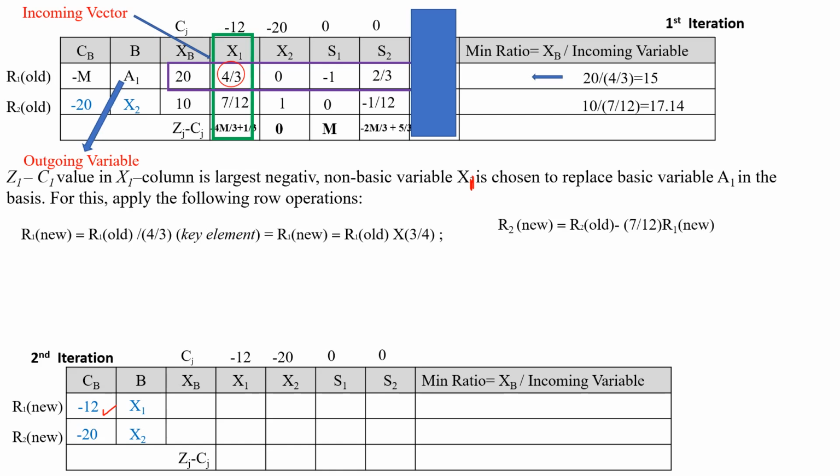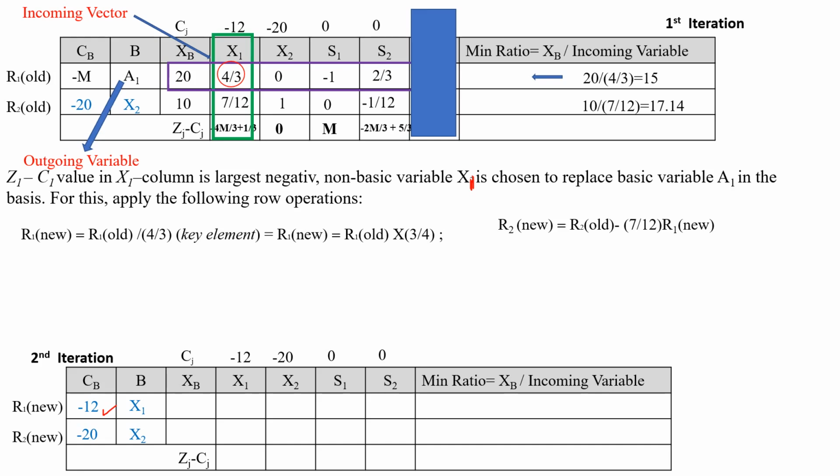Next we have to modify the xB values as well as the variable coefficient values by the following row operations, that is R1 new equals R1 old divided by the key element. Here the key element is 4 by 3, which means R1 new equals R1 old into 3 by 4, and the second row operation is R2 new equals R2 old minus 7 by 12 R1 new.